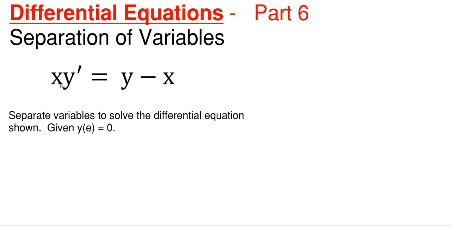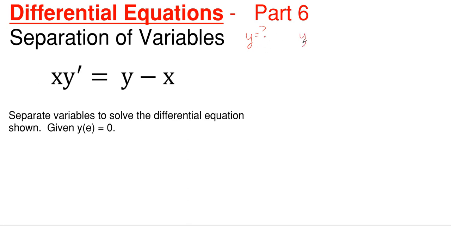So we have our differential equation here of x times y prime is equal to y minus x. And we are given a boundary condition of y of e is equal to 0, where e is that natural exponent, or you can call it Euler's constant. What we are looking for with all these differential equations, most likely, is what equation of y makes this statement true. So that's what we're going to be solving for.